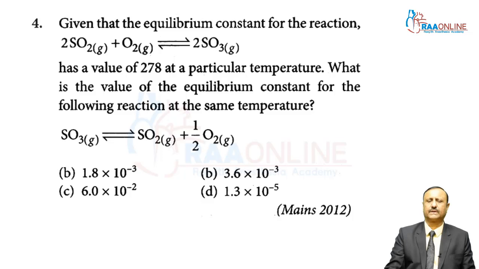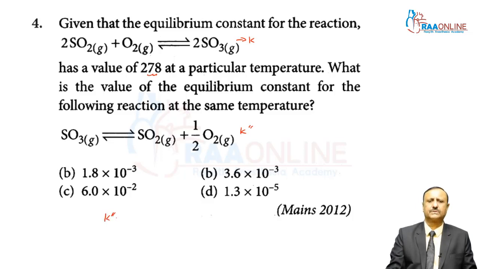Given the equilibrium constant for the reaction 2SO2 plus O2 to give 2SO3 has a value of 278 at a particular temperature. What is the value of the equilibrium constant for the following reaction at the same temperature? Here you can see the value of the equilibrium constant at a particular temperature. My dear students, you can see 278 is the equilibrium constant. First of all, for 2SO2, if you take the K, it is the K double dash. Why? Because you can reverse this equation and divide it.